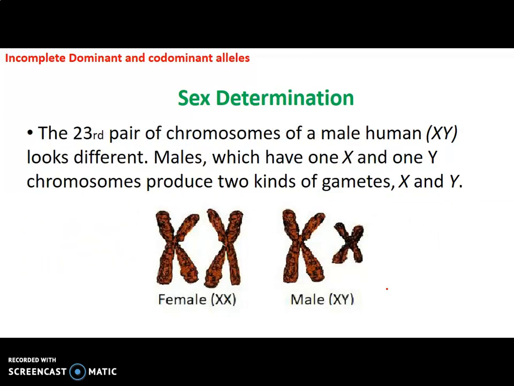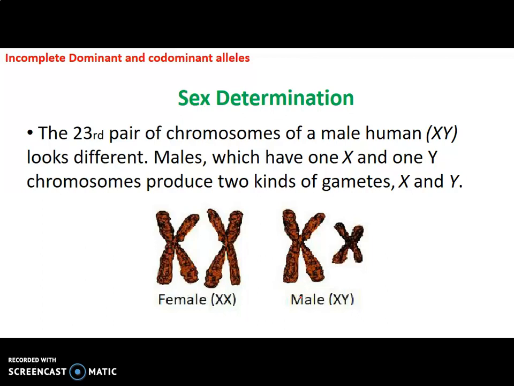Just like the diagram here, you see the 23rd pair of chromosomes of a male, XY. Look at the shape. And that of a female is XX. So sex determination lies on the man, because the man bears these two. This is X, this is Y. Y stands for the male gender, and XX produces the female gender.